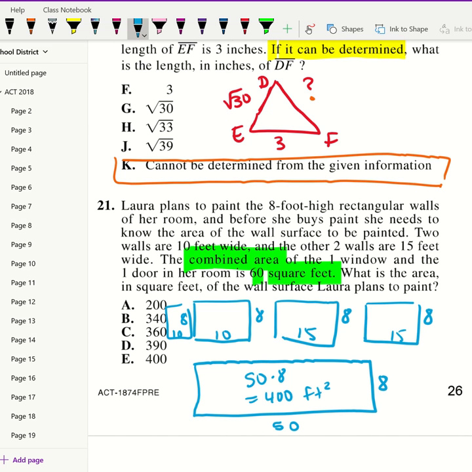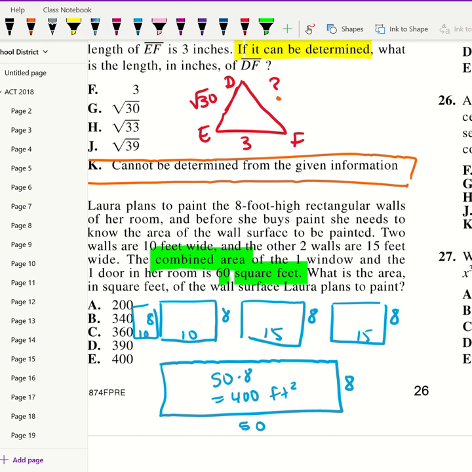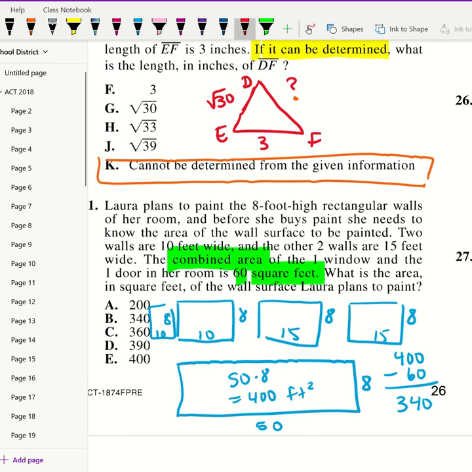But I do want to remind you, we are not painting the window and we're not painting the door, and they said that those would combine to 60 square feet. So if I subtract them, I have 340 square feet that I actually do need to paint, and that is option B.